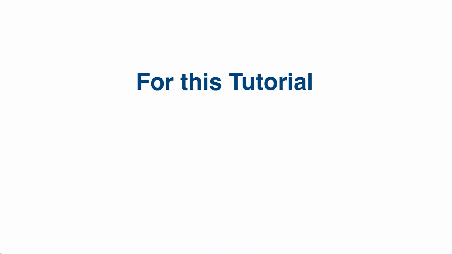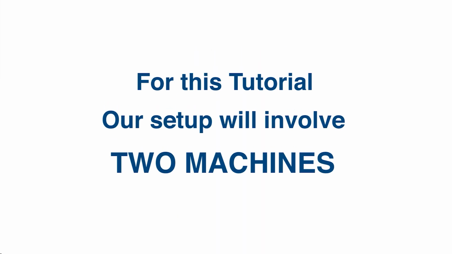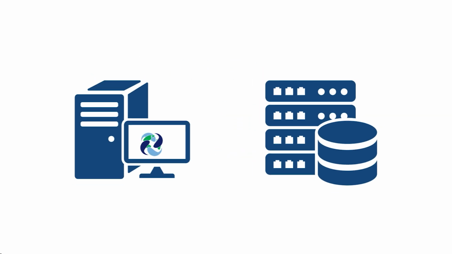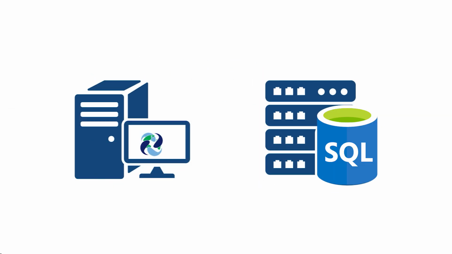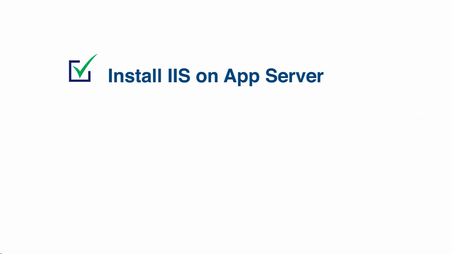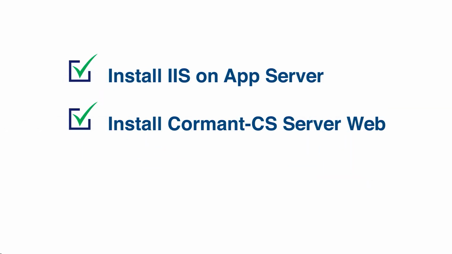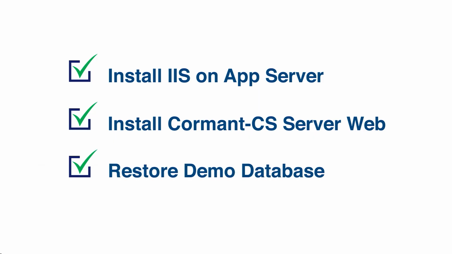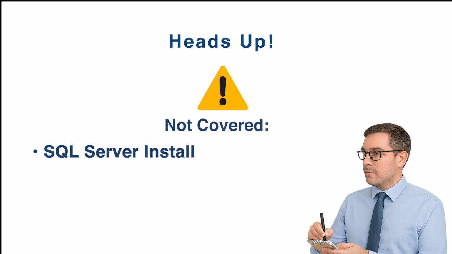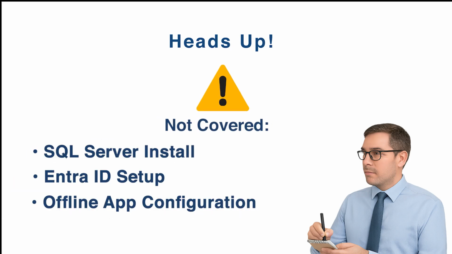and running smoothly. Our setup will involve two machines, a new application server and a separate existing server already running Microsoft SQL Server. We will cover adding the web server role, installing the Cormant-CS server and web components, and restoring a demo database for initial configuration. This guide will not cover the installation of Microsoft SQL Server itself.